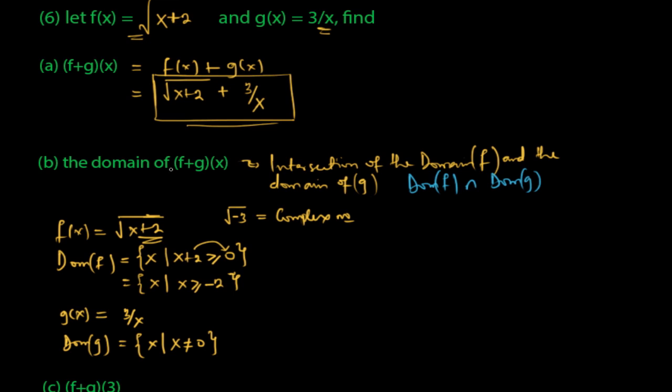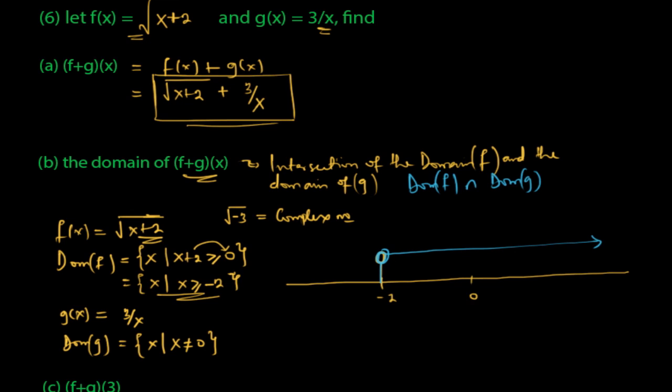We said the domain of f plus g of x is the intersection of the domain of f and the domain of g. Now how do we interpret this? Let's see this on a real number line. Let's say you have something like this, and I want to represent this on the real number line. We have x greater than or equal to -2. Let's say this is -2 here, and let's assume this is 0 here. So it says greater than or equal to -2.